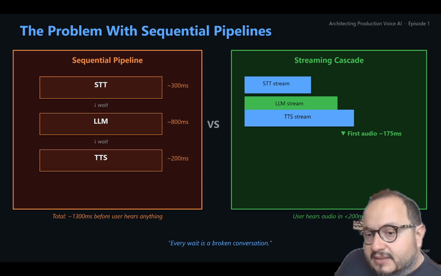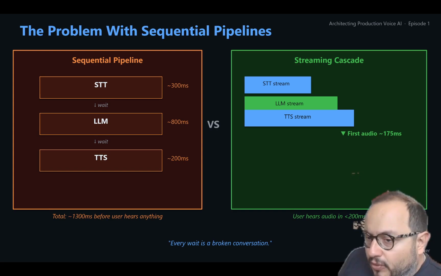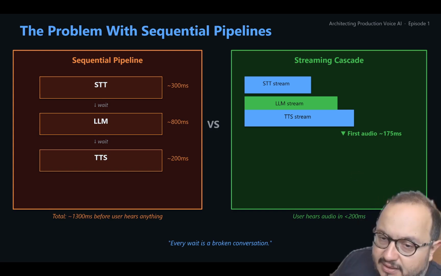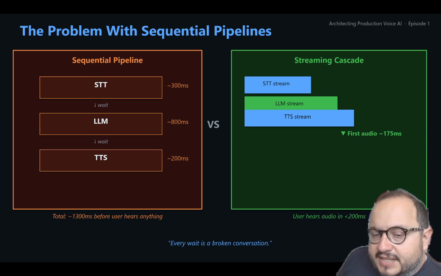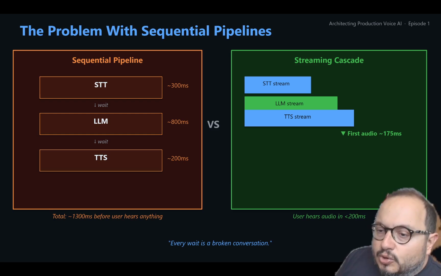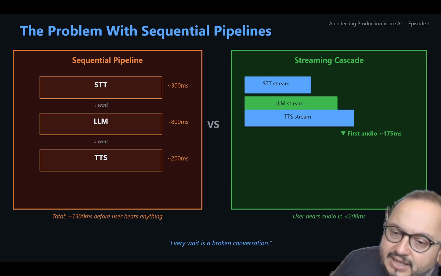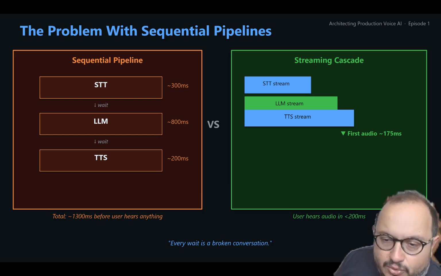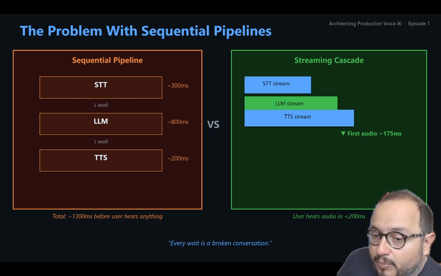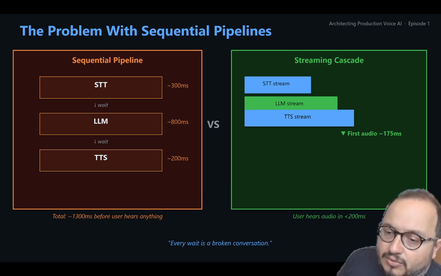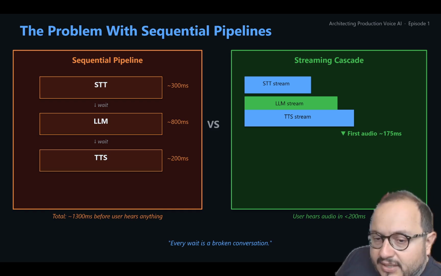Step 2. You send the transcript to a language model. You wait for the full response. Call that 800 milliseconds. Maybe a second. Step 3. You send the full response text to a text-to-speech service. You wait for the audio file, call that 200 milliseconds. Add those up, and you are at 1.3 seconds before the user hears anything, and that is a good day. On a loaded inference server, or with a complex prompt, you are looking at 2 seconds plus.